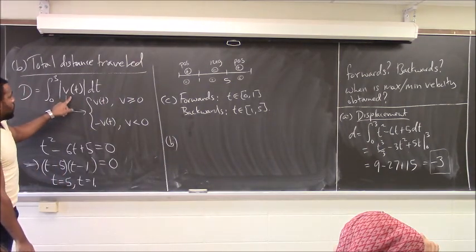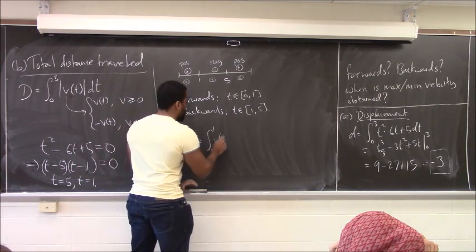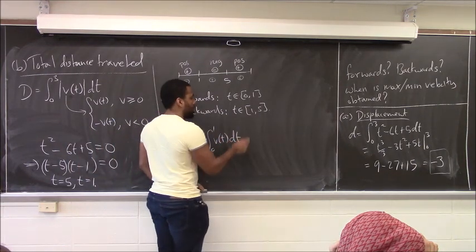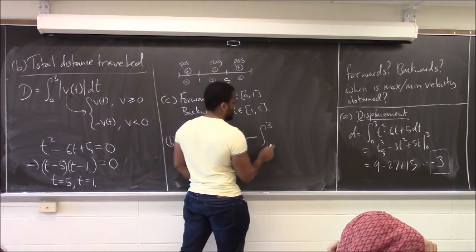So this guy, how I'd actually compute that, is I'm going to integrate the velocity function from 0 to 1, and then I'm going to subtract what I get integrating it from 1 to 3.